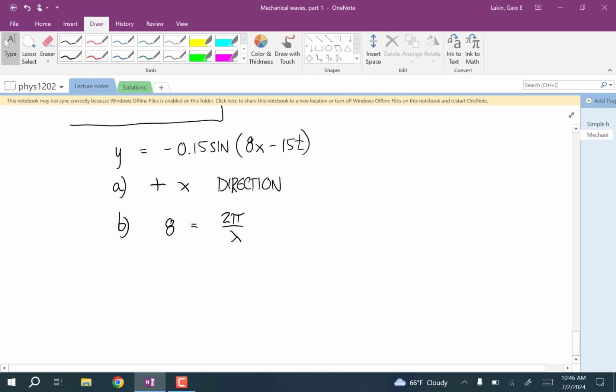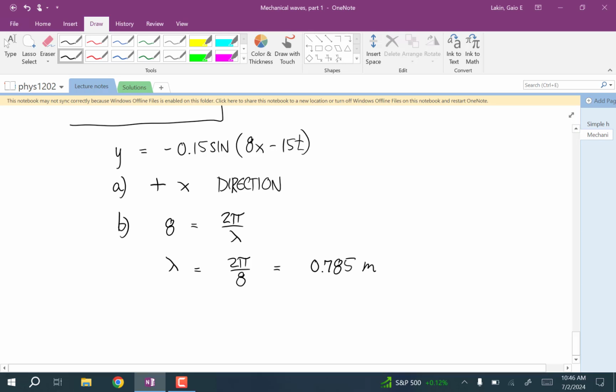And now we're just solving for lambda. Lambda is equal to 2 pi over 8. And so the wavelength is equal to 0.785 meters. So if you took a photo at an instant of this string, you would see the pattern repeating itself every 0.785 meters.